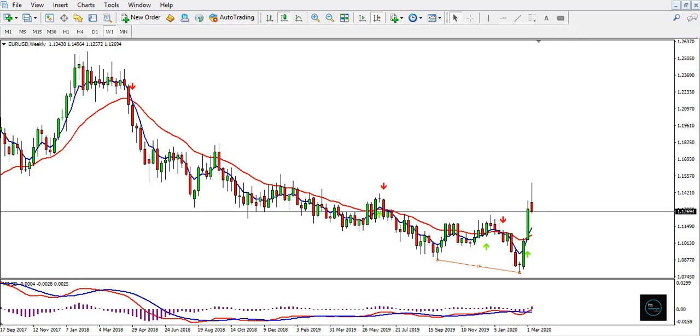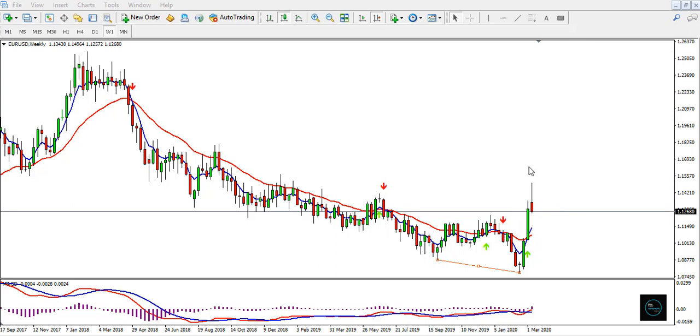So essentially we are looking for something that will look like this most likely, okay, maybe it doesn't have to be like this, but something along that line. But that's on the weekly, okay. So let's go down to the daily and see what we see.